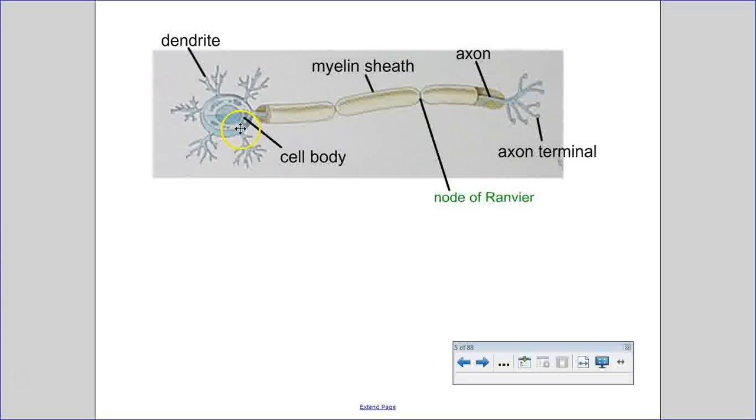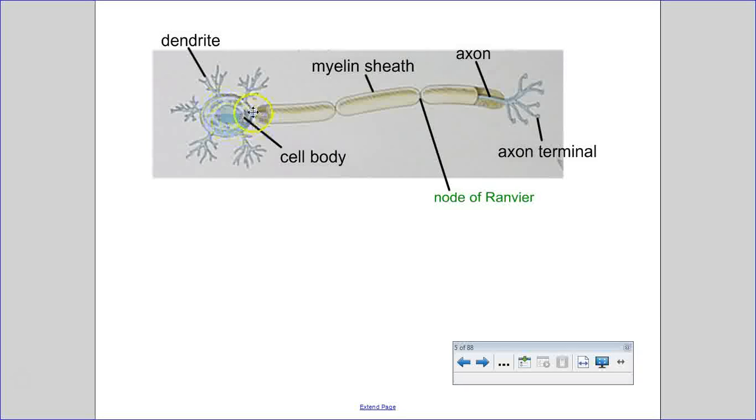And the cell body is kind of like the controlling area of the neuron because it has in it the nucleus. There's the nucleus. So it has the nucleus and a lot of the other organelles that help to make the cell run, make it be able to function. Remember, within the nucleus are the chromosomes, which direct all the activities of the cell.